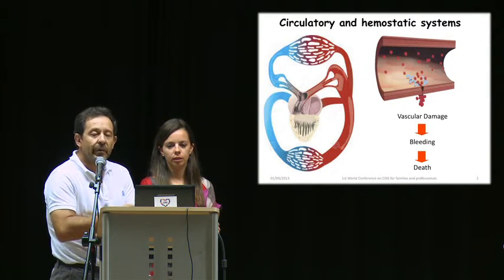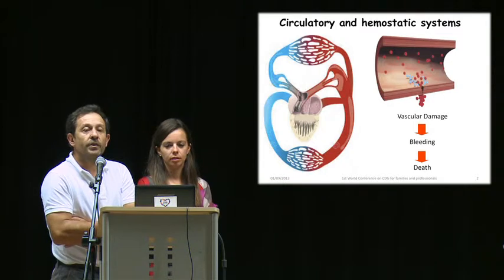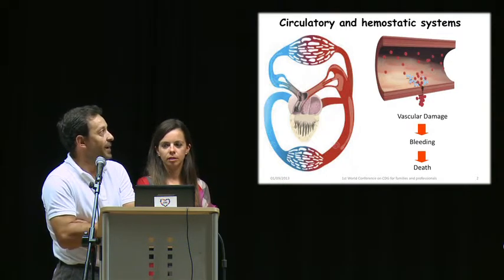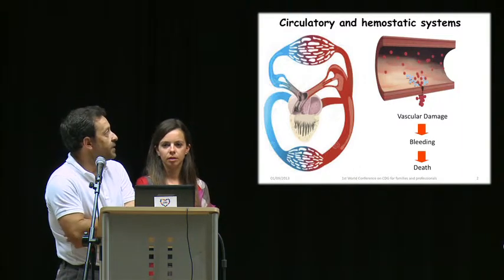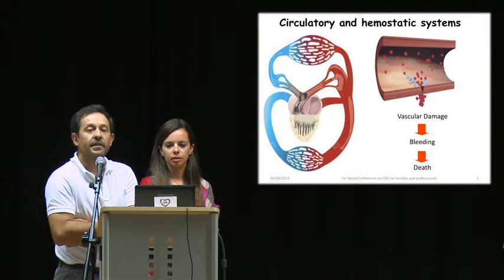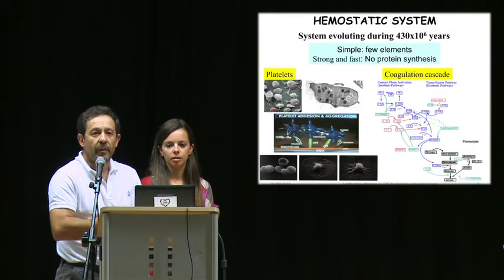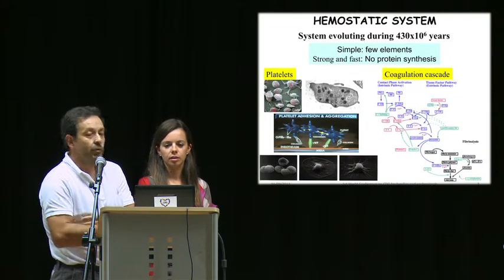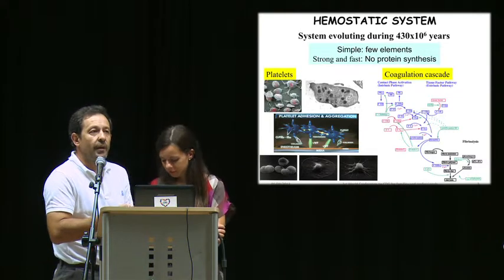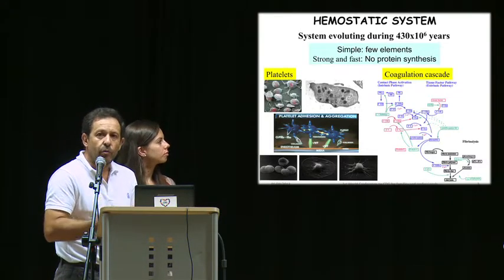But it has a really important limitation, that is the fatal consequences that can be caused by vascular damage. I mean, bleeding can cause death in organisms having a circulatory system like this one. So for more than 400 million years, we have developed a hemostatic system that responds to vascular damage, trying to avoid bleeding. And to do that, this system has to have a strong and quick response.